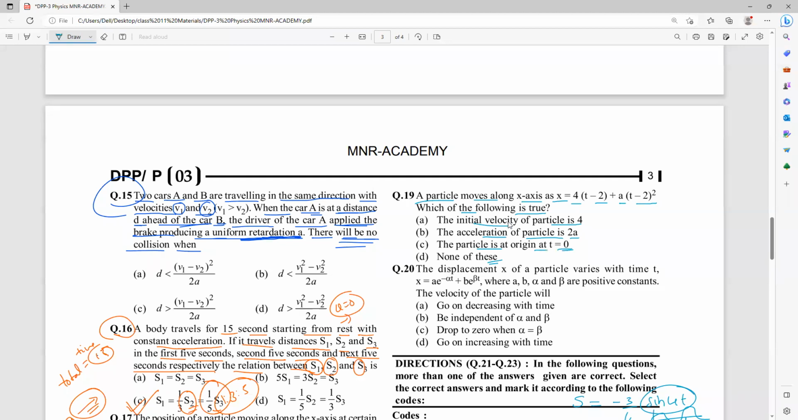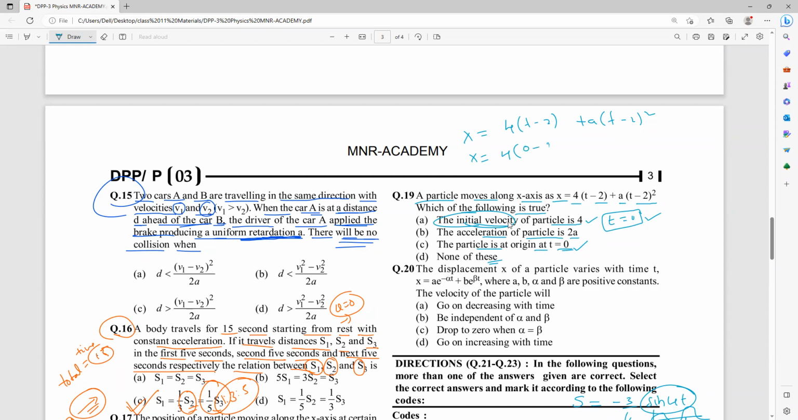So let us verify it now. Let me substitute the first one. Is the initial velocity 4 or not? Let me verify. Initial velocity means at t equal to what, guys? t equal to 0. Yes or no? So the given function is x equals 4 into (t minus 2) plus a into (t minus 2) whole square. Sorry, guys, initial position we will verify first. So t equal to 0 means x will come to how much? X will come to how much?